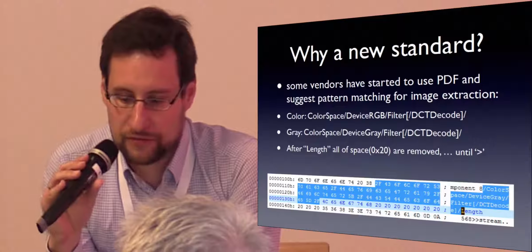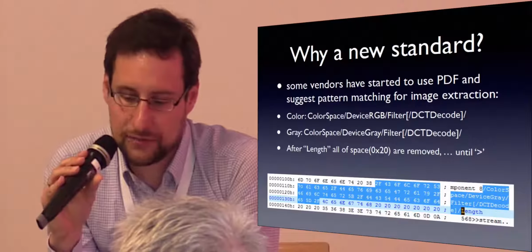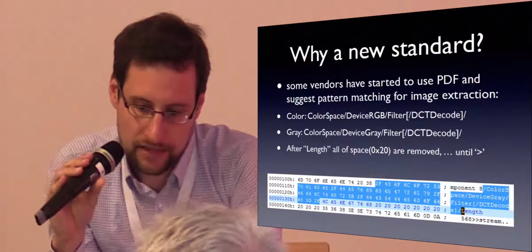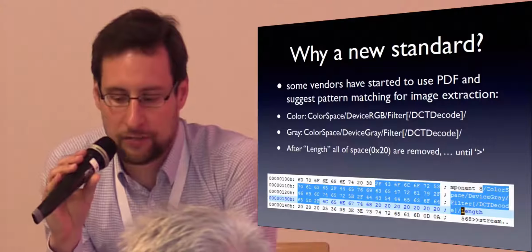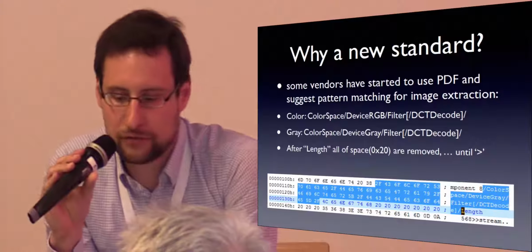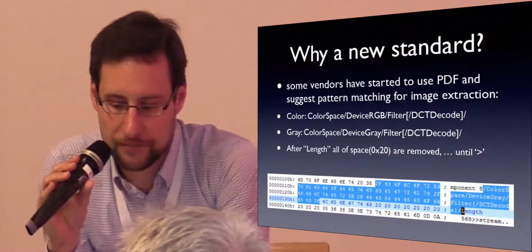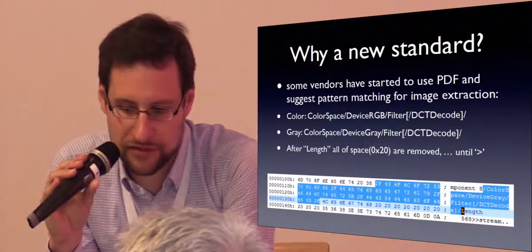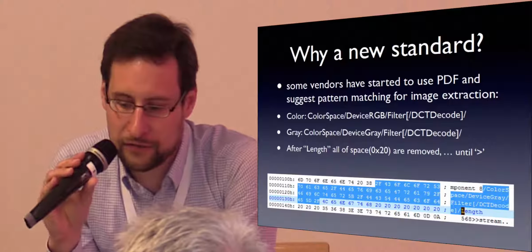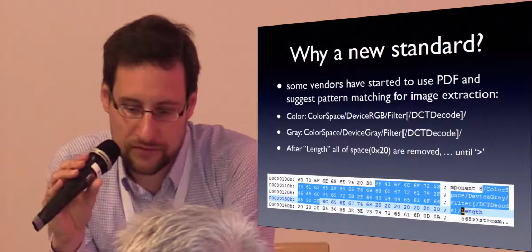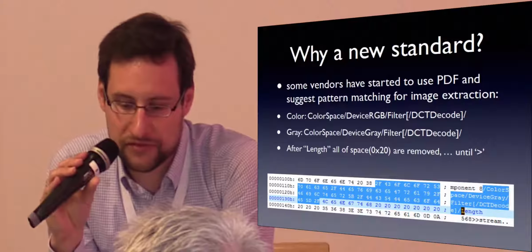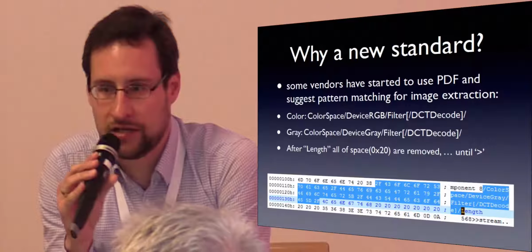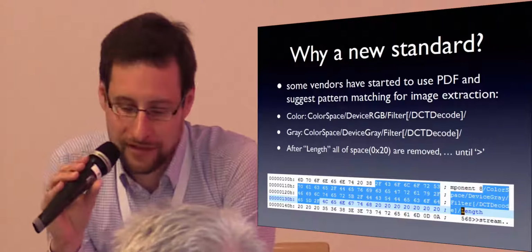The last reason that got us thinking to really provide some guidance here is that some of these cheap scanners I mentioned started to produce PDF natively, and the vendor proposes: okay, dear application writer, if you want to extract this image from this scanner, it is actually super easy. You just search for the string color space /device RGB /filter. And if you found the string, you skip over the white space, you pass this number there, and then you remove the trailing bracket, and you have your compressed JPEG data.